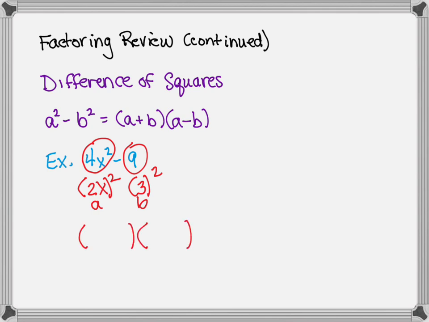So when we factor it, the square root of 4x squared is 2x. The square root of 9 is 3. One set of parentheses gets a plus. The other one gets a minus. So 4x squared minus 9 factors to 2x plus 3 times 2x minus 3.